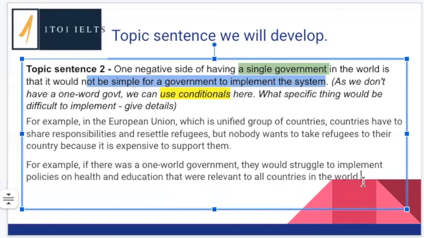Okay, so this is another way of looking at it. We could go, okay, this one world government doesn't exist, but we can use this kind of conditional idea of saying, well, if there was, this is what the problem is going to be, and we're going to have to be specific because it's an example. The policies about health and education in particular are going to be difficult for all the countries in the world. So these are two ways of approaching this second example.